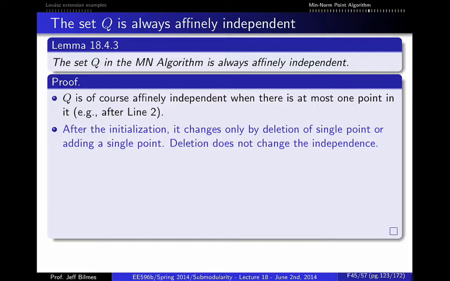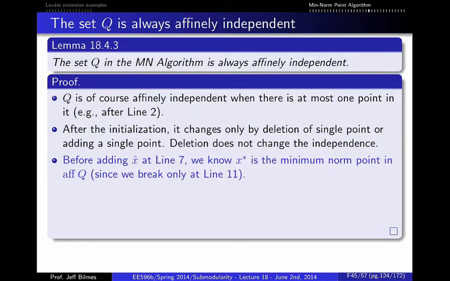If you've got an affinely independent set of points, any subset of it is affinely independent. Remember, we know that from the perspective of how we defined combinatorial geometries of matroids using affinely independent sets in a space. So affinely independent points are subclusive. So the only worry we have is line 7, which potentially might destroy the affine independence.